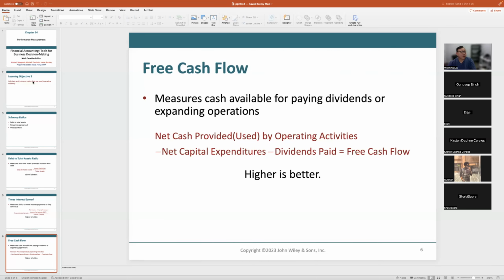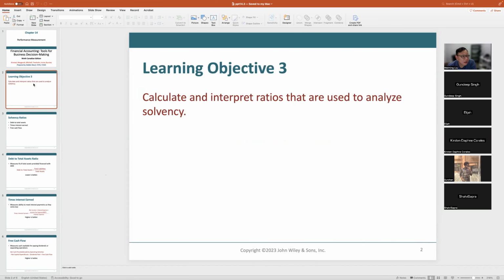Okay, so 14.3, chapter 14 is about performance measurement, right? So how can we measure the company's performance? We will be presented with the financial information from different companies. How can we make sense of the information, and how can we evaluate the performance of the different companies, okay?